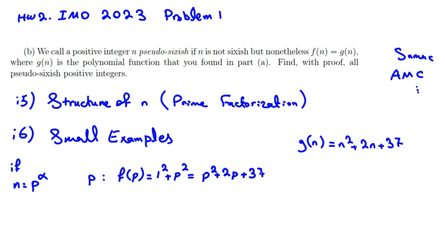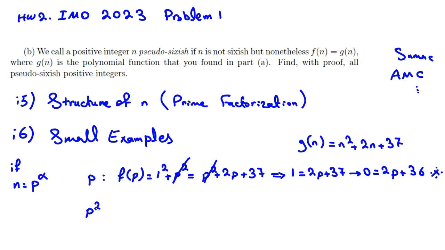No. Why? Because we cancel this, 1 equals 2p plus 37. If you subtract 1 from both sides, 0 equals 2p plus 36. But p is a positive prime number, so 2 times that plus 36 is positive, not 0.